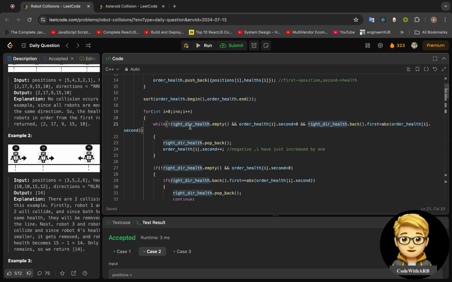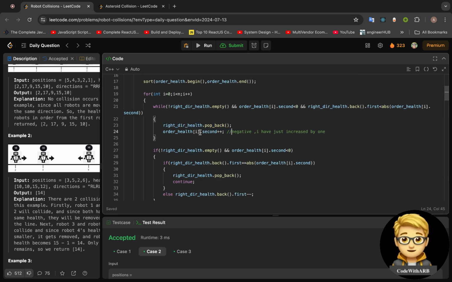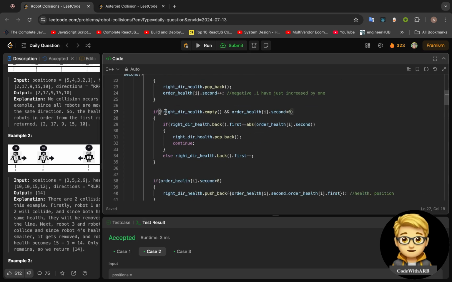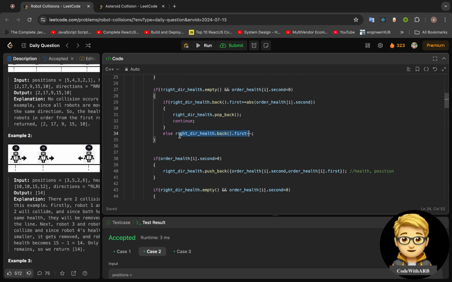Now we are checking whether we have a right direction robot, and if we encounter any left direction robot, right? If there is a robot, then we just pop it out if its value is less than the other, and also decrease the other's value by 1. After that, if both robots have the same health, both will be destroyed, so we destroy both and don't store them. Otherwise, if the right direction health is greater than the left direction health, the left direction robot will be destroyed and we decrease the right one's health by 1, right?